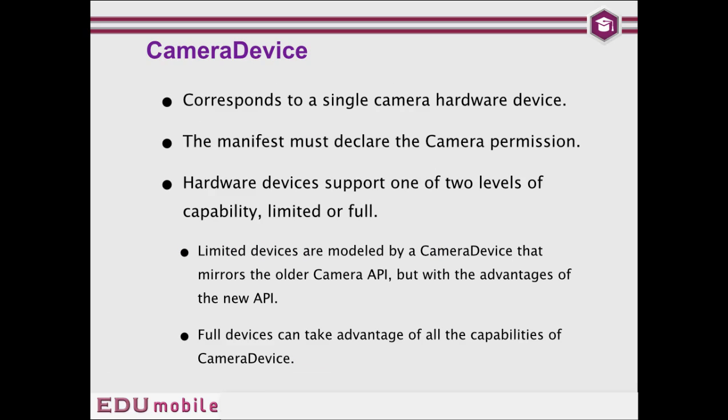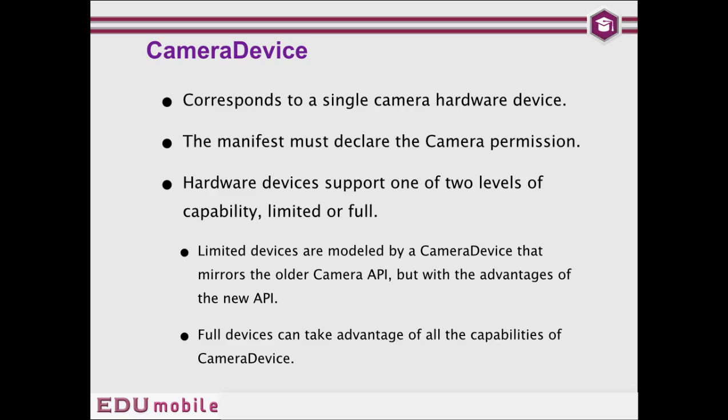Now we get to camera device. The camera device is a single camera hardware device that you have already found using Get Camera IDs, maybe selected a particular ID, open, and then you've got a camera device. The manifest must declare the camera permission in order for your app to use a camera device. It doesn't do this on a device-by-device basis. It uses permission camera.